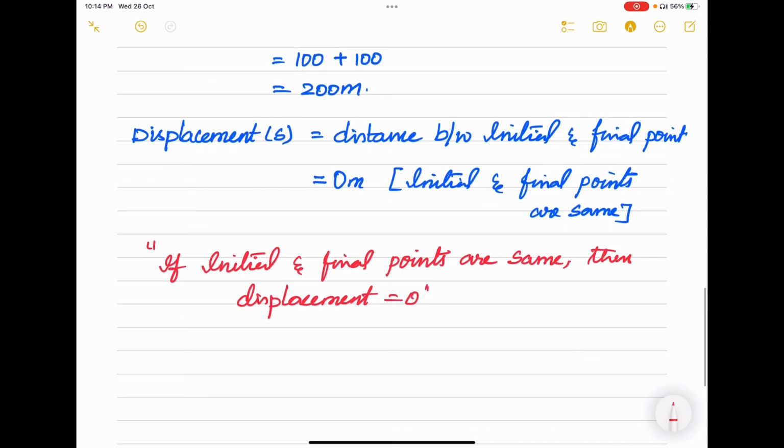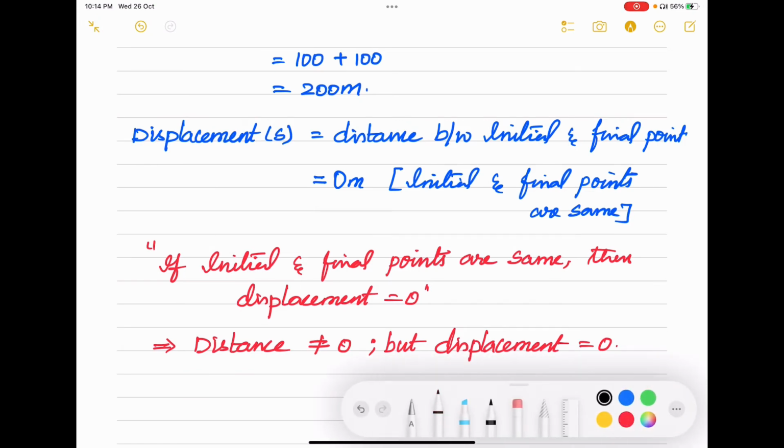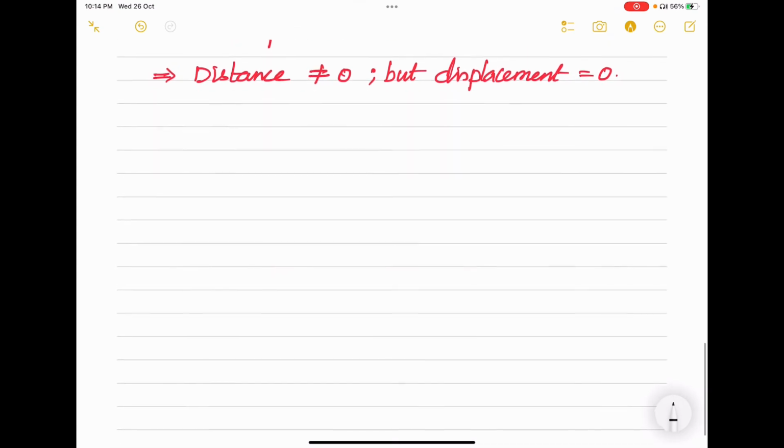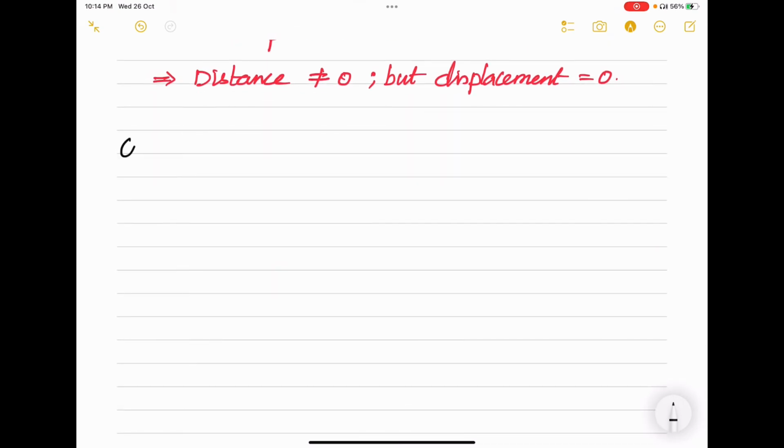From this what I can conclude is that distance cannot be equal to 0, but displacement can be equal to 0. So this is our second conclusion from the second category, whatever we assume. Now let us go to the third one and the last one. So case 3.